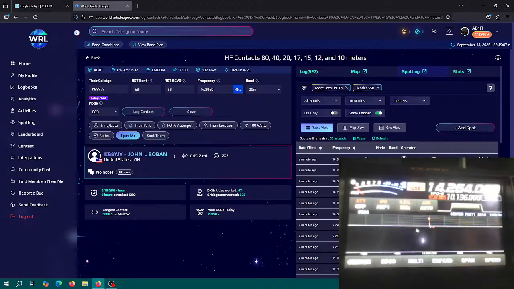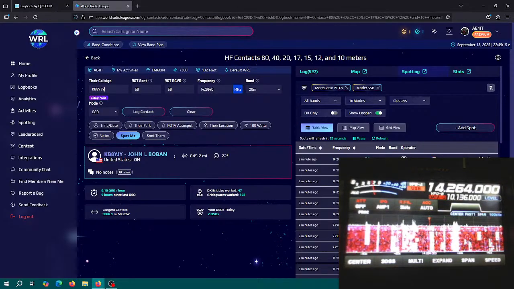Over. Okay, QSL. The suffix there is India Tango. India Tango. QSL. Alpha Echo 4 India Tango. Good evening. Name here is John. I'm in Northeast Ohio. Over.